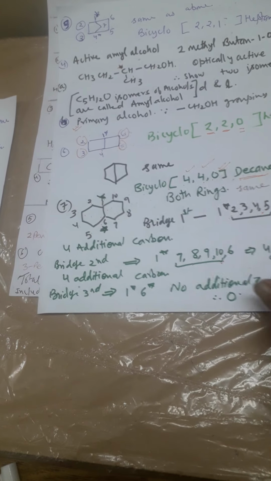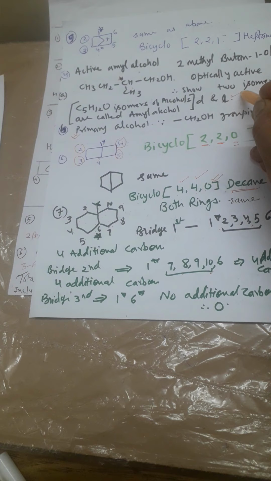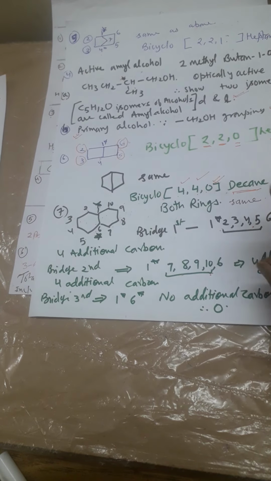Last one is 0. Okay, so I think we have discussed everything over here. Nothing is left. Optical isomers also I told you about this, because it is having a chiral carbon, so it will form optically active isomers, and that is shown in D and L forms. 2 isomers it will form, and 1 degree alcohol.